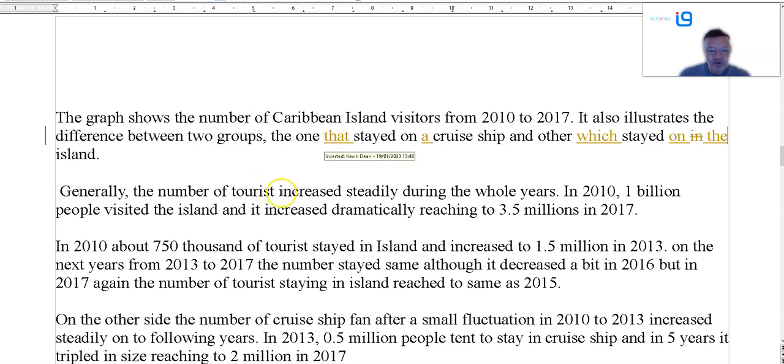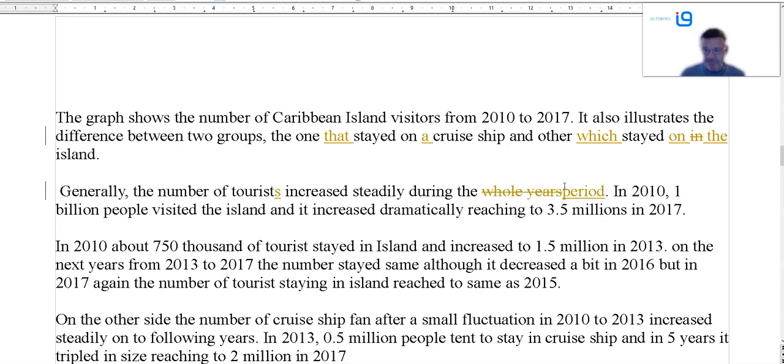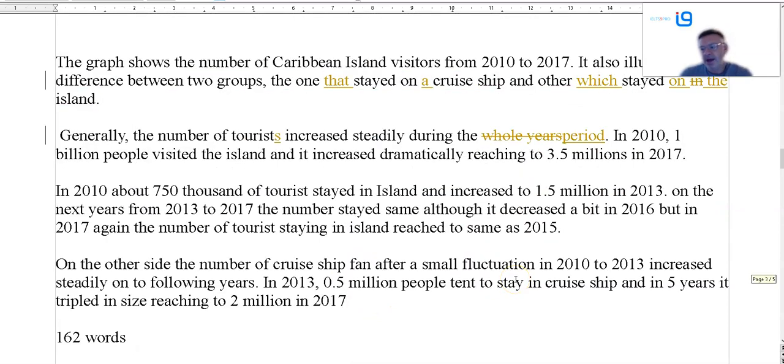Generally, the number of tourists increased steadily during the whole years. What do you mean, during the period? Across the period. In 2010, right, so again, you've got figures and data here. So I mention this in every video: the importance of the overview, clearly identifying the key trends and features.